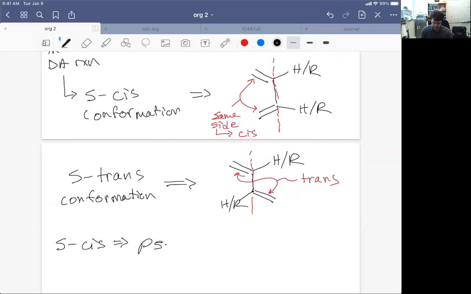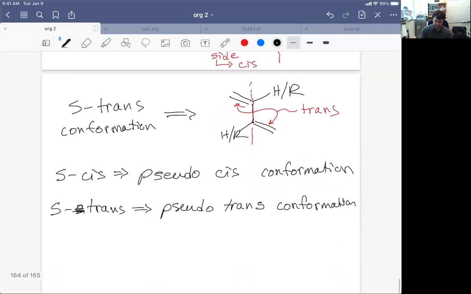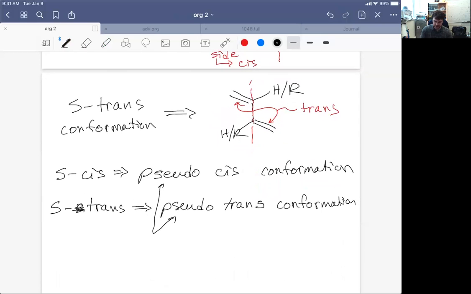So this is the pseudo-cis conformation. Now, it's not really cis because it's a conformational isomer, and cis means these things can't freely rotate. And it's also not really cis or trans because that implies the arrangement of things, the configuration of things about a carbon-carbon double bond. But if we put the S in front of it, implying pseudo or fake cis and fake trans, we can at least get the idea.